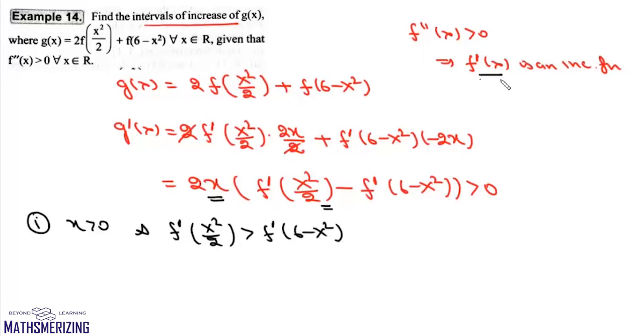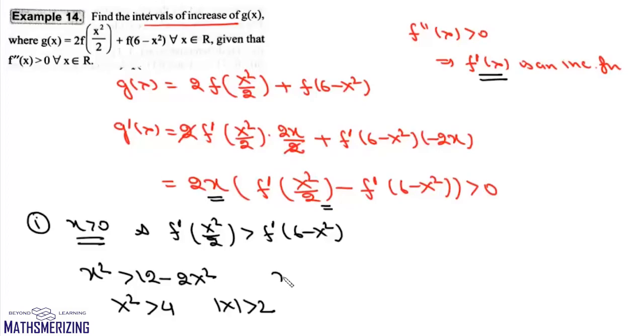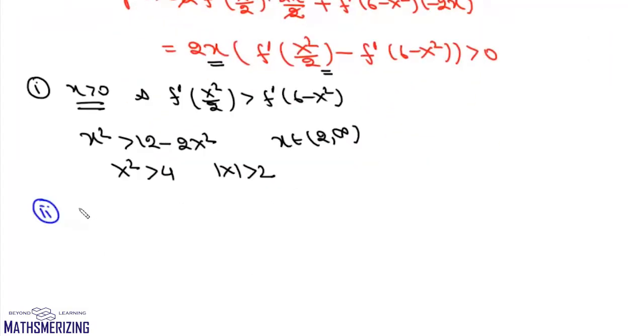Now since f dash is an increasing function, if we cancel f dash, the sign of inequality won't change. So we'll get x square by 2 greater than 6 minus x square, that is x square greater than 4, or mod of x is greater than 2. Now since x is greater than 0, the only condition that we get from here is x belongs to 2 to infinity. Now when x is less than 0, this is negative, then it must also be negative.